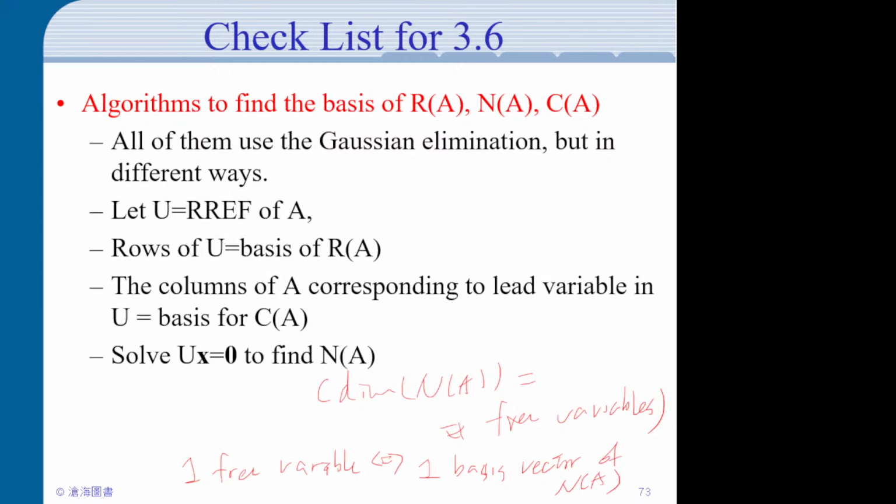Yeah, the thing is a bit more complicated to write down algebraically, but we have seen the algorithm a few times. It's not too hard. Basically, you assume the free variable is something, and you plug it into Ux equals 0, and you get a vector. Okay, so that's for 3.6. Any question?